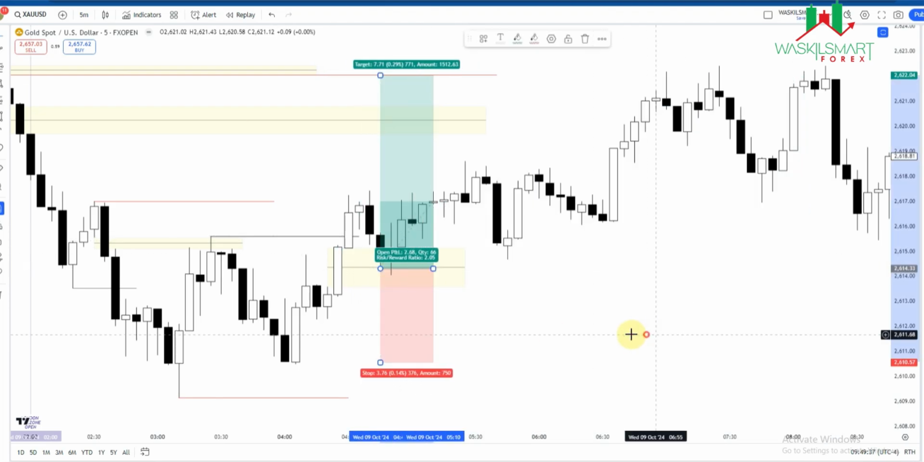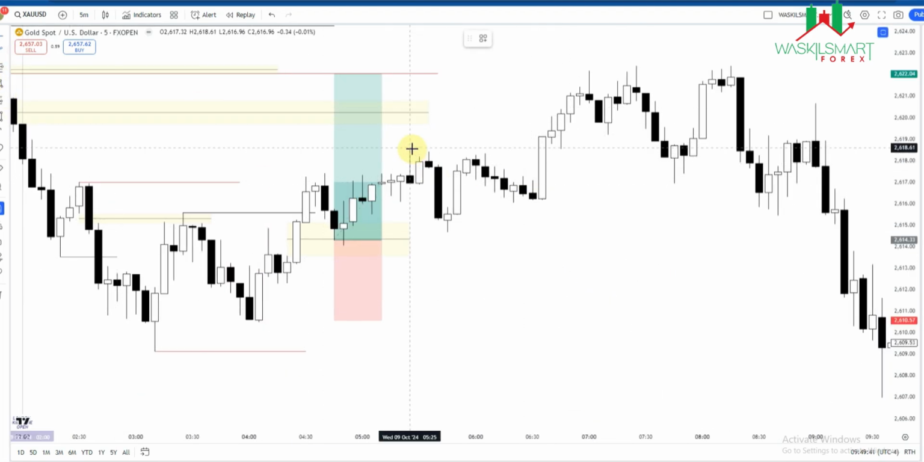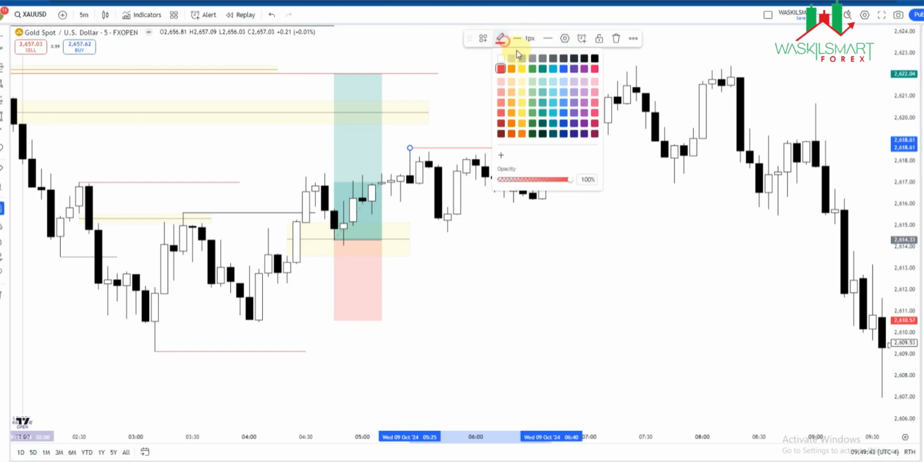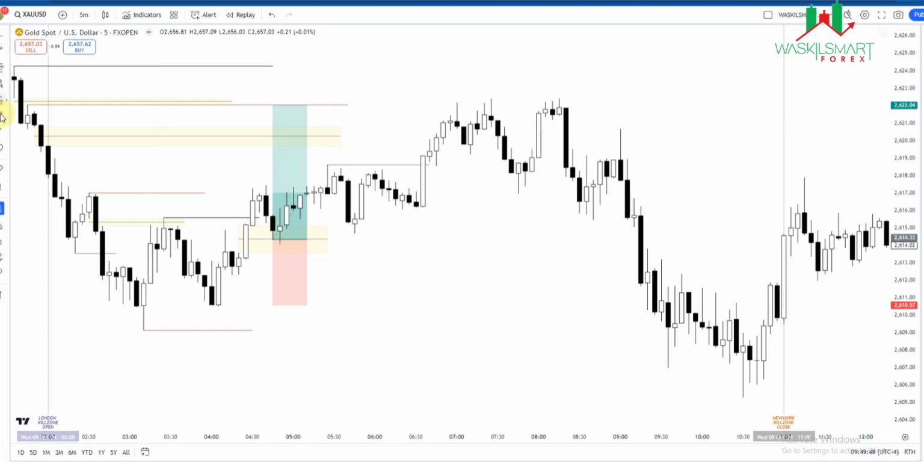Okay, let's look at another one here. We have the market was bullish. The market was bullish here, so I was like, okay, fine. The market was doing bullish, then the market reacted.